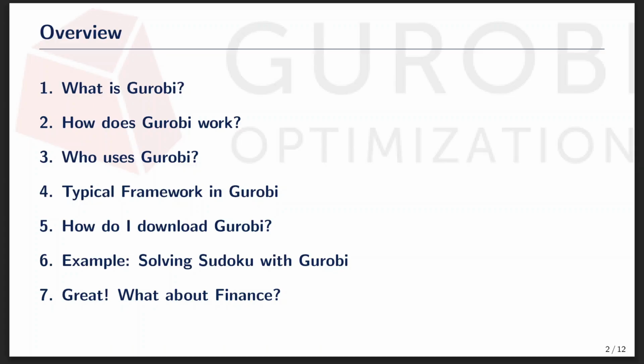So for a quick overview of this tutorial, I'll start by explaining what Gurobi is, give you a quick overview on how it works, give some examples of how it's used in the real world, explain the standard framework that will allow you to solve problems with Gurobi, and then I'll walk you through how to download the Gurobi Python API, which is all you should need for the foreseeable future, and then explain how to implement the standard framework to solve the classic puzzle of Sudoku before ending off with how this is applicable to financial problems.